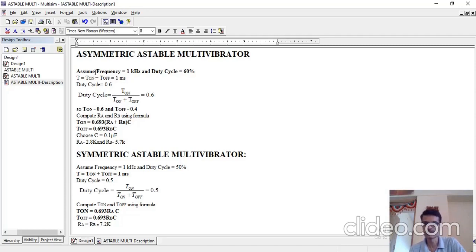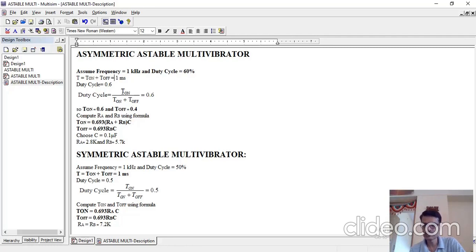So we are going to design this oscillator or astable multivibrator with a frequency of 1 kHz and duty cycle equal to 60%. So if I convert that into time, 1 kHz is 1 millisecond. The duty cycle given is 0.6. As you know, the formula for duty cycle is this. So we have to find out what is the on period and what is the off period required for a 1 kHz free running oscillator.